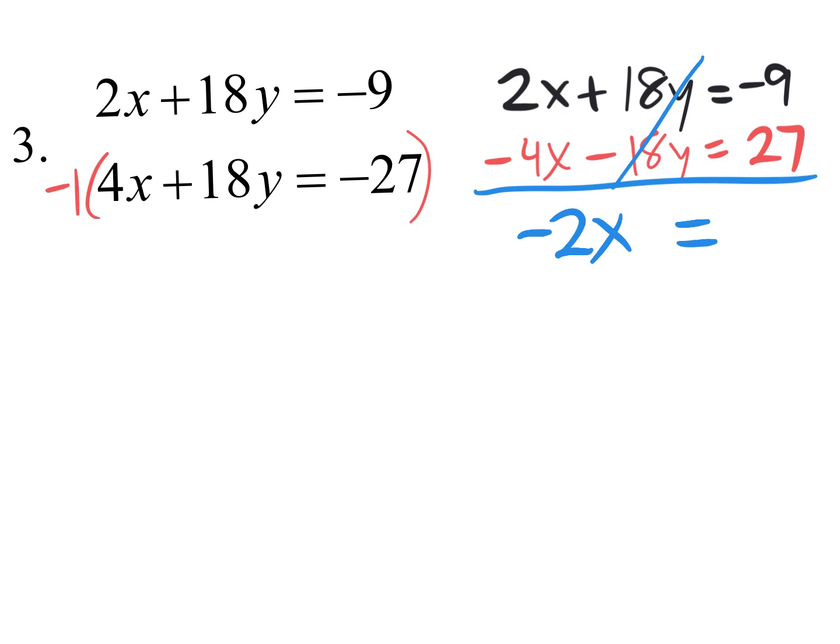And the -9 plus 27, that's like 27 take away 9. That's going to be 18, correct? Use a calculator if you need it.